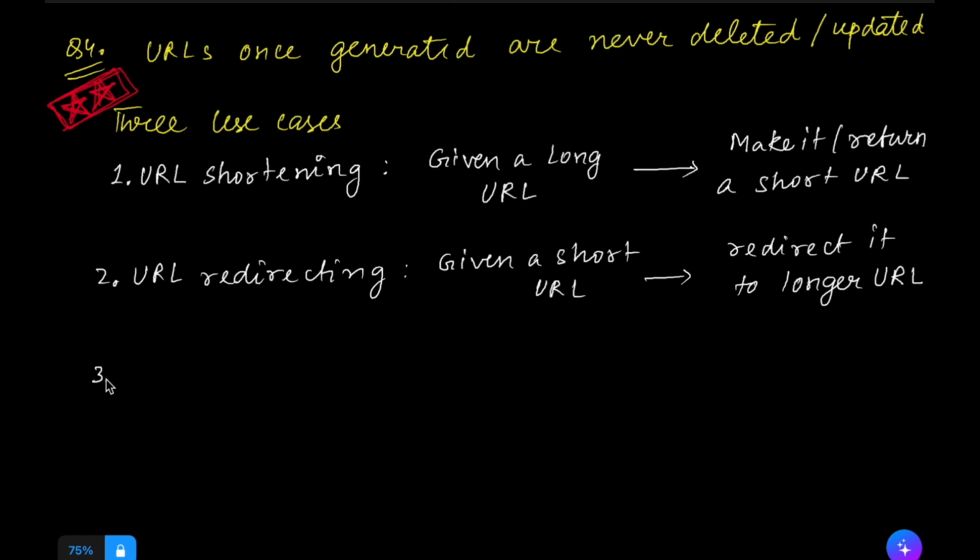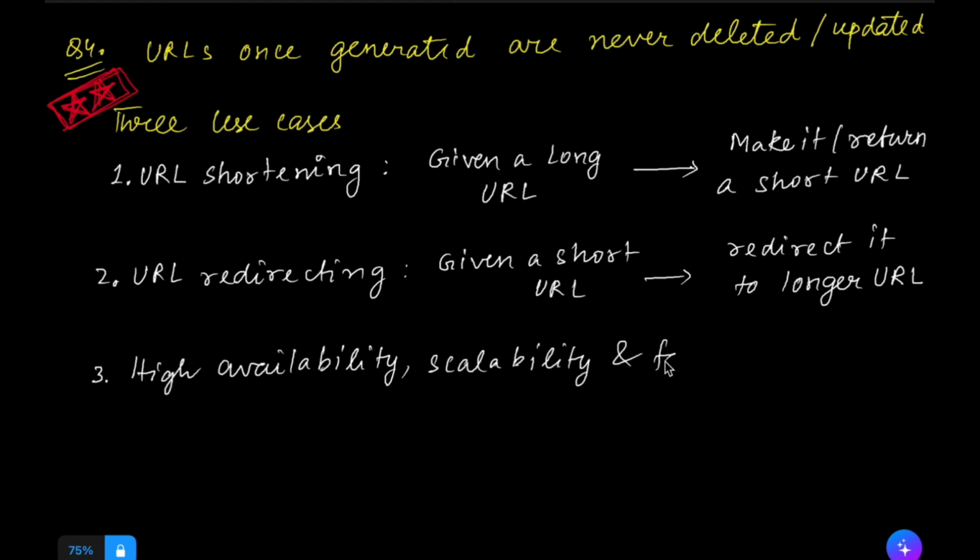And ultimately, since our application should be large scale, it should have high availability, scalability, and fault tolerance also. By fault tolerance, we mean that even if the URL shortening service is down, our entire system should not go down. It should be up and running properly. We should handle those cases.